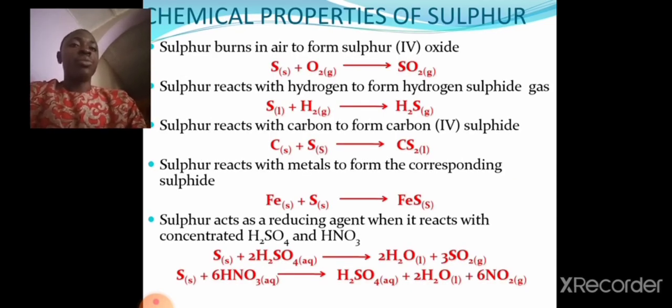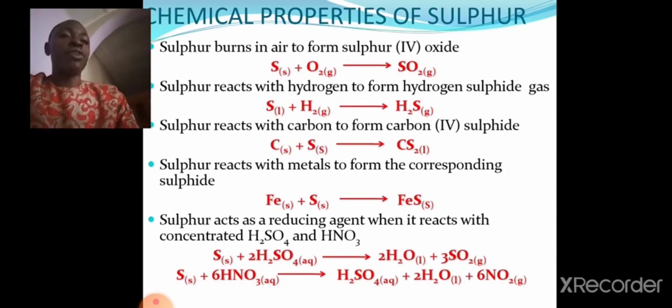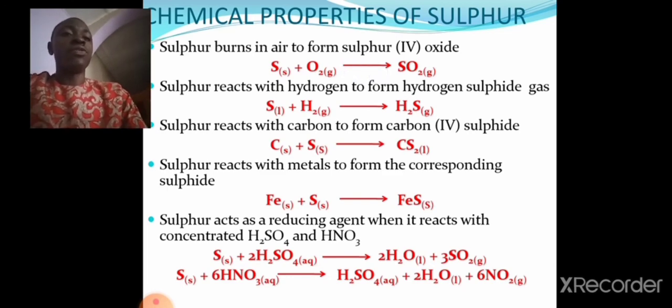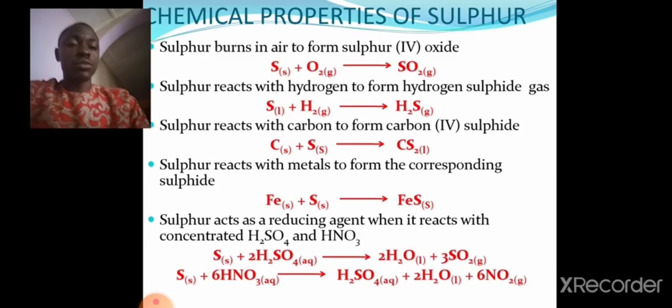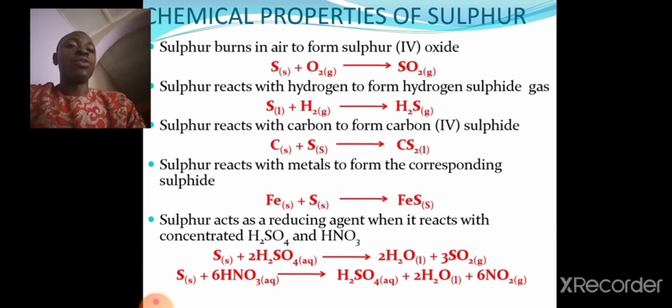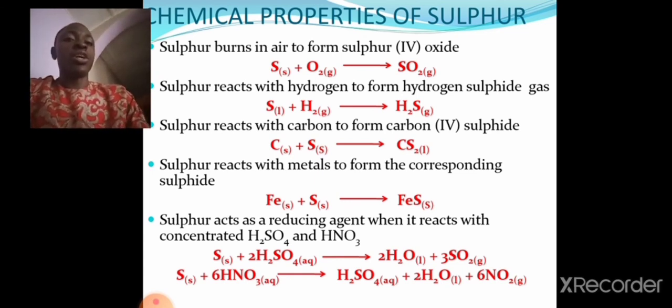Okay, sulfur burns in air to form sulfur 4 oxide, as you can see in this equation. So when sulfur is heated in air, sulfur 4 oxide is formed. Sulfur reacts with hydrogen to form hydrogen sulfide gas. You can see the state of the sulfur is in the liquid state. So invariably, you need to bubble hydrogen gas through liquid sulfur, melted sulfur. So it will react to form hydrogen sulfide gas.